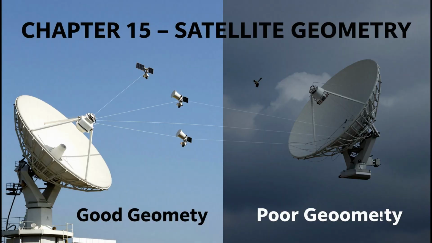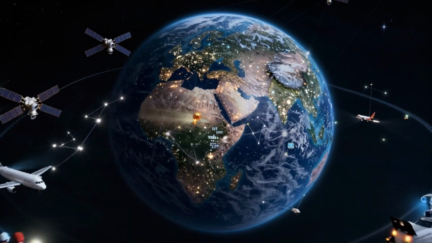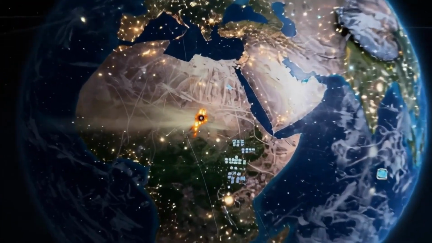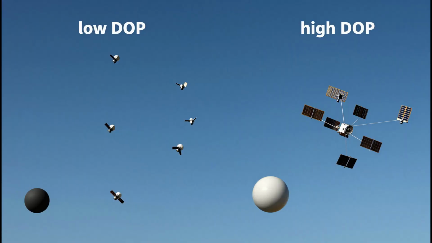Chapter 15. Satellite geometry. The arrangement of satellites in the sky affects positioning accuracy. This concept is known as satellite geometry. Good geometry occurs when satellites are widely distributed across the sky. Poor geometry occurs when satellites are clustered together. The quality of satellite geometry is often measured using dilution of precision, commonly called DOP. Lower DOP values generally indicate better positioning accuracy.